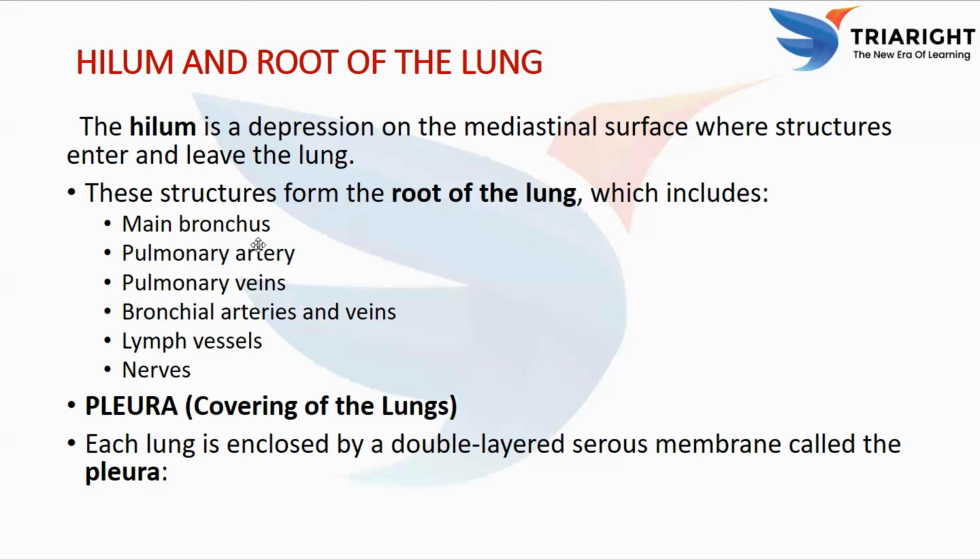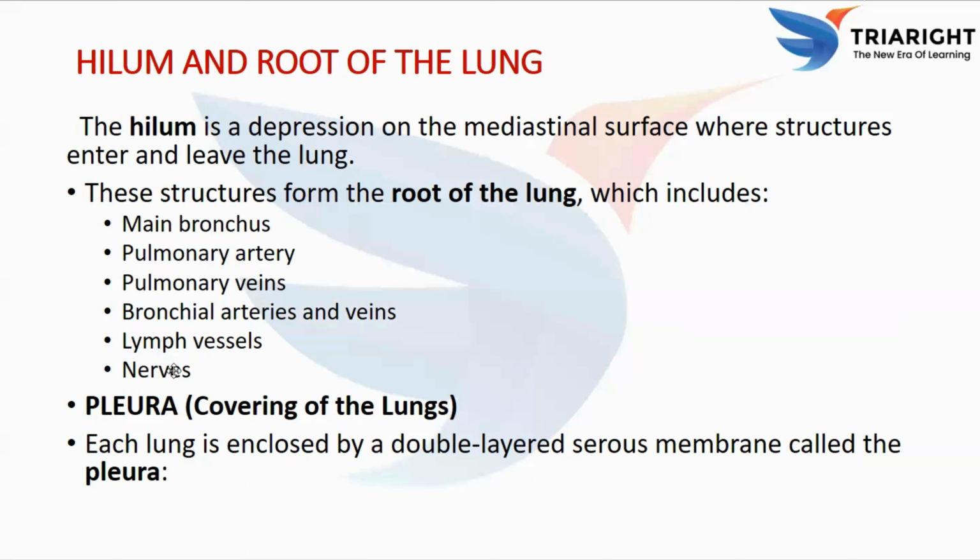The pulmonary artery brings the deoxygenated blood from the heart to the lungs for oxygenation, whereas the pulmonary vein carries the oxygenated blood from the lungs back to the heart. Bronchial arteries and veins supply nutrients and oxygen to the lung tissues themselves. Lymph vessels help in draining the lymph fluid.